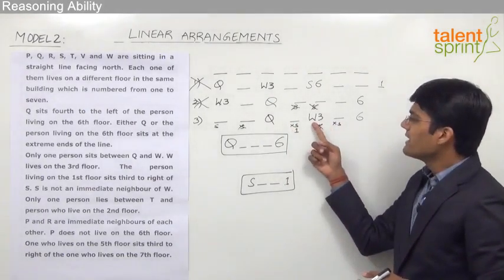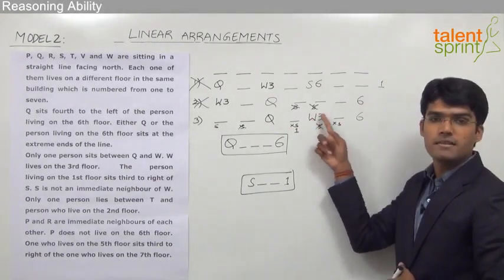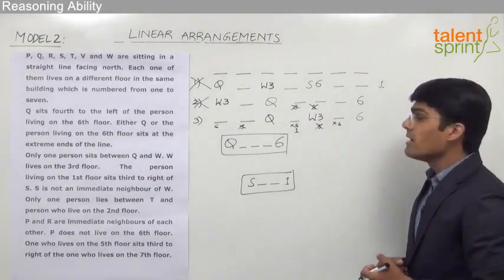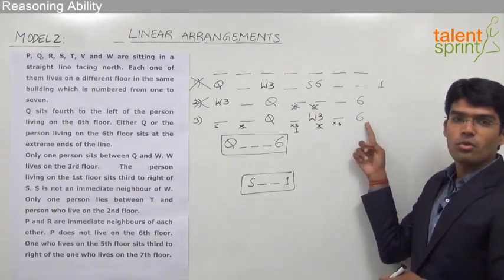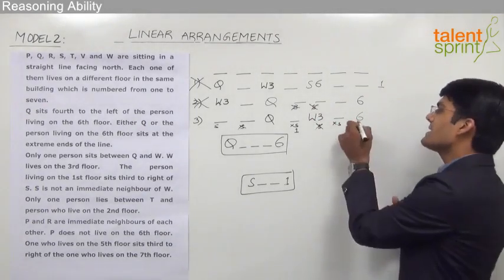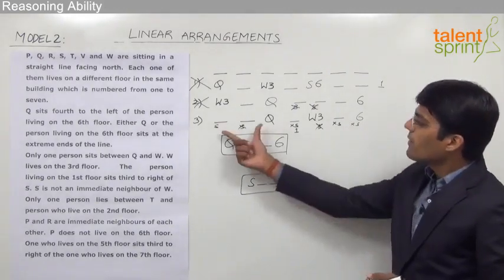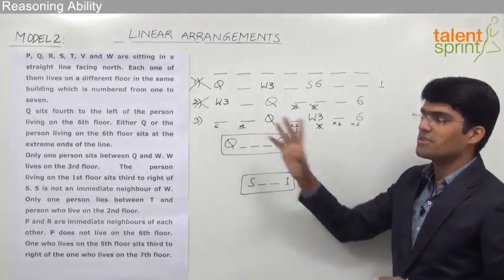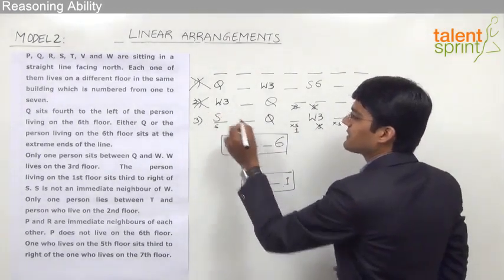This place cannot be occupied by S as it is the immediate neighbor of W. And similarly, the next position is occupied by W, and after that again S cannot come as it becomes the immediate neighbor of W. If we try to take S in this place, the person living on first floor goes out of the arrangement. So even S cannot come in the last position. So the only possibility for S here is the first position. So we can now fix the position of S as the first position.